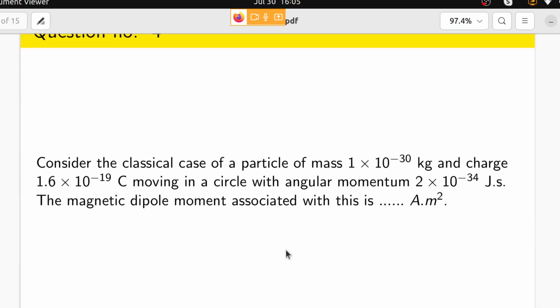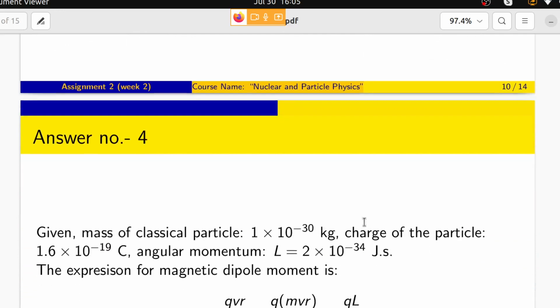Okay, now the next one was: consider the classical case of a particle of mass m and charge moving in a circle with angular momentum L. What is the magnetic dipole moment associated with this? I think you can do that one right now also. It's a very simple one. There is nothing to do with the nuclear shell model or nuclear particle physics itself. So okay, we will tell that also.